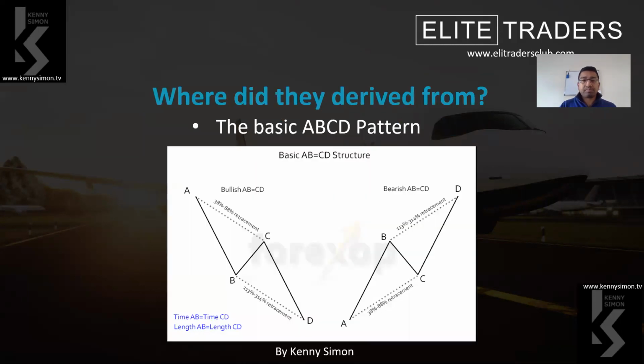Okay, guys? All right. Now, where did they derive from? Very simple. I have founded this pattern, but it's not originally mine. Obviously, it's been tweaked and adjusted to make it a geometric pattern, but it derived from a basic ABCD pattern. A lot of people may have seen these patterns. We could call it the lightning bolt pattern as well. You can see you've got a basic AB equals CD structure. What does AB equals CD mean? Very simple. It just means that the length of A to B equals the length of C to D.